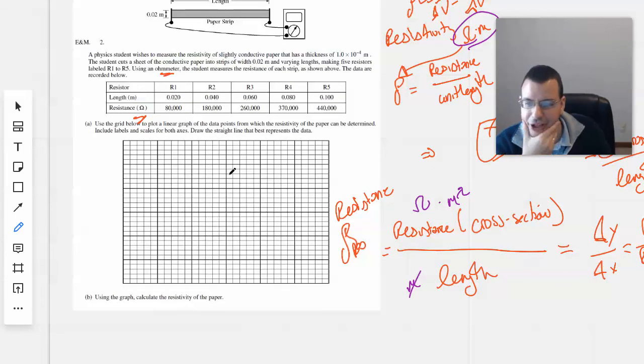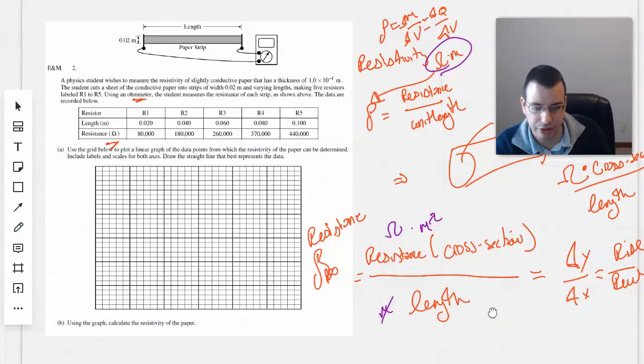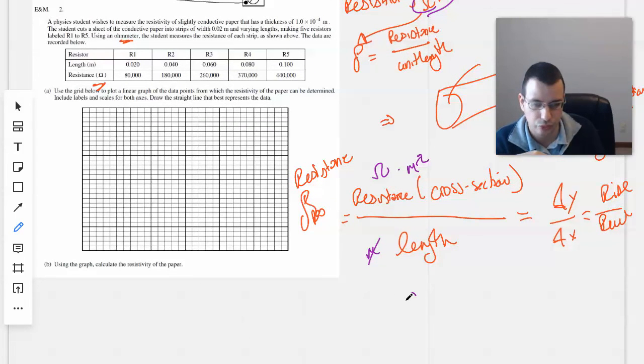Yep, they don't give you the units for resistivity, so you really can't use that as a fallback. But it's good to think of resistivity as a linear resistance per unit length. So let's see here. So we need to find the cross section.